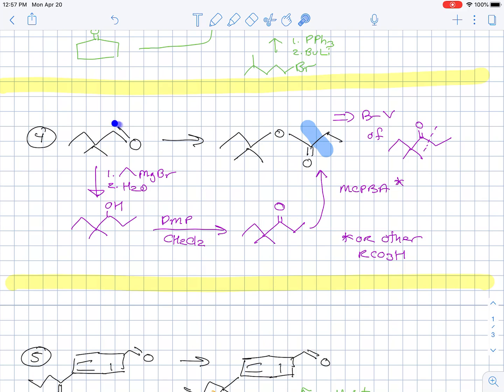So we're going to start with our aldehyde. We're going to add ethyl magnesium bromide to make a secondary alcohol. We then oxidize that secondary alcohol to a ketone, and then we can use MCPBA or another peracid to make the ester. If we were trying to make the ester where the oxygen was on the other side, it would have been a different reaction. We could do it, but we'll learn those reactions in the next chapter.